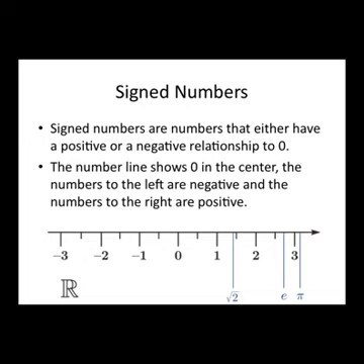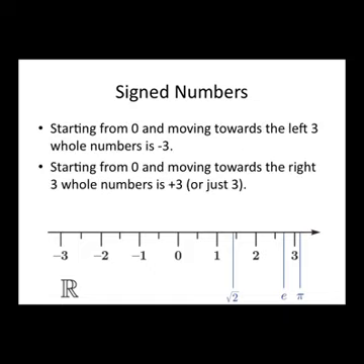the center, and then we start counting backwards from 0 to 1 to 2 to 3 as we move to the left. As we move to the right from 0, we go 1, 2, and 3 without a sign. The numbers to the left are the negatives, and the numbers to the right are the positives. Starting from 0 and moving backwards to the left, 3 is negative 3. Starting from 0 and moving to the right, 3 whole numbers or places is a positive 3, or just 3 as we see it standardly.